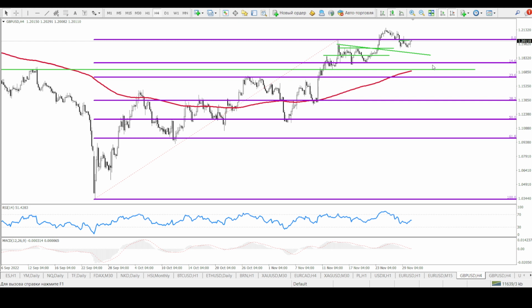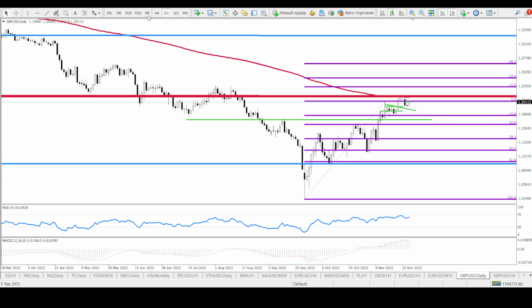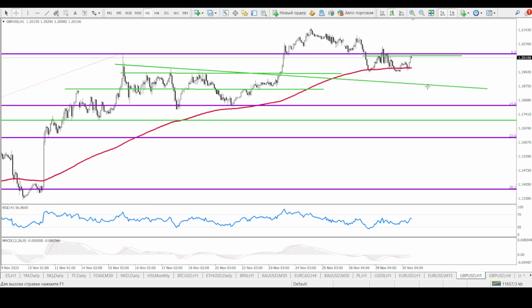For Great Britain pound, current price is 120 and they're trying to hit support 118.90. I still believe that this is the technical picture for today, tomorrow, because here's level of resistance that they're trying to hit, but they didn't break it yet. So your level of resistance is 120.20. Under 120.20, you're okay to sell down to 118.90.